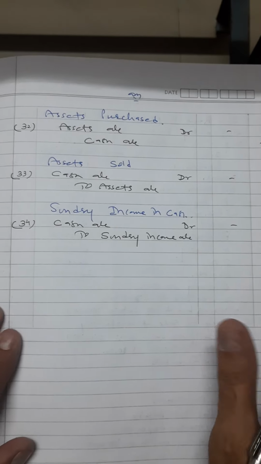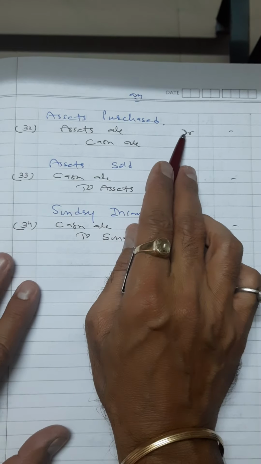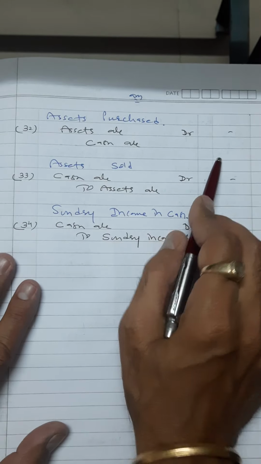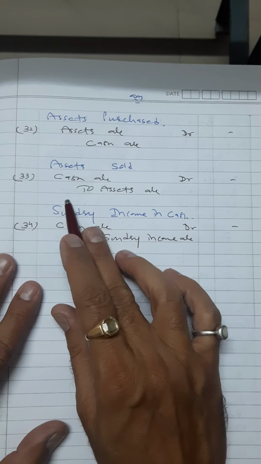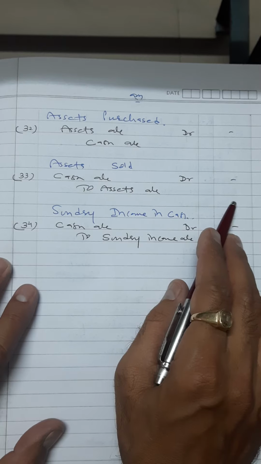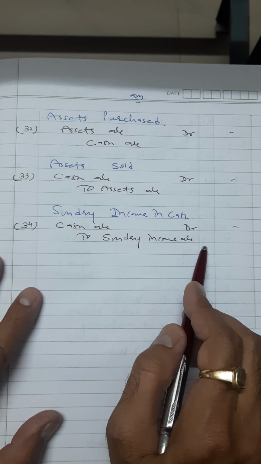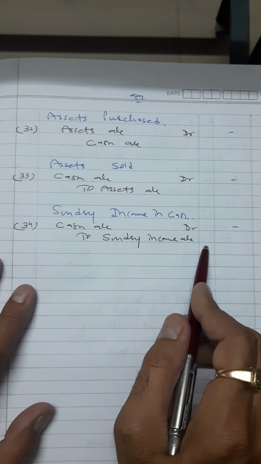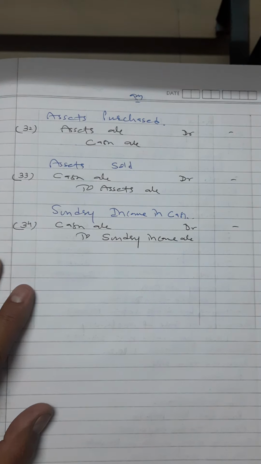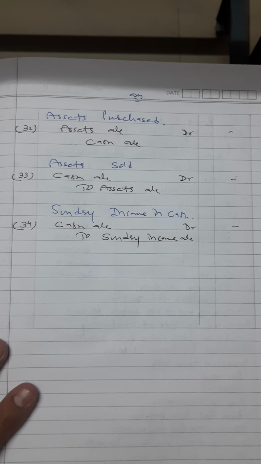Then after comes 32nd entry, assets purchased, so asset to cash account. Assets sold, cash account to asset account. Sundry income in cash, cash to sundry income account. So if you follow these 34 entries, then you will easily be able to attempt a whole sum of single entry.